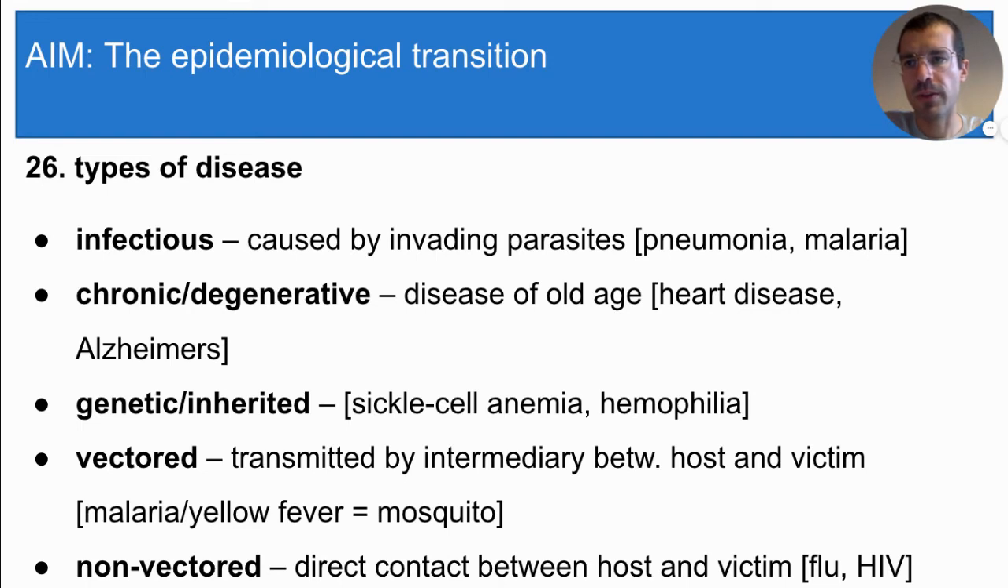To sum up, there are three different types of diseases: infectious, chronic, and genetic. And within infectious diseases, we have two subtypes, vectored and non-vectored, depending on whether the infection spreads through an intermediary or directly from person to person.